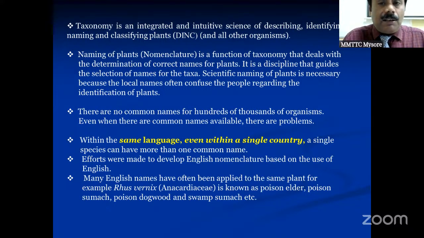So of the taxa, scientific naming of plants is necessary because local names often confuse people regarding the identification of plants actually. There are no common names for hundreds of thousands of organisms. Even when there are common names available, there are problems actually. Within the same language, even within a single country, a single species can have more than one common name. Efforts were made to develop English.